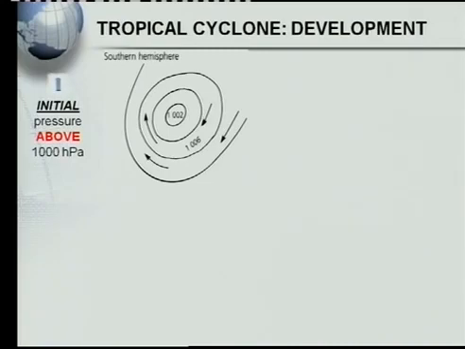That has to do with the pressure, the air pressure. And your key here will be 1,000 hectopascal. So it's quite easy to remember that. So in your initial stage, your pressure is above 1,000 hectopascal. As you can see there, it's currently 1,002.